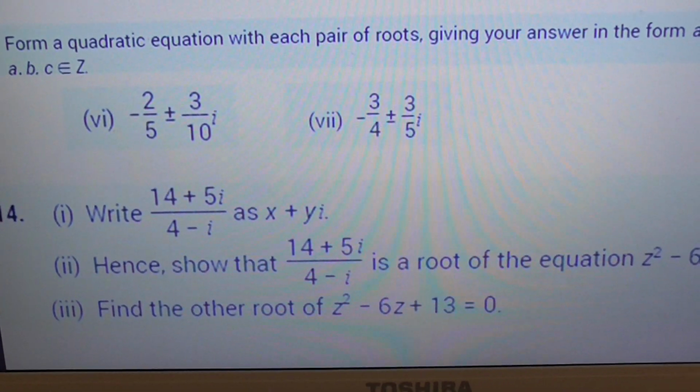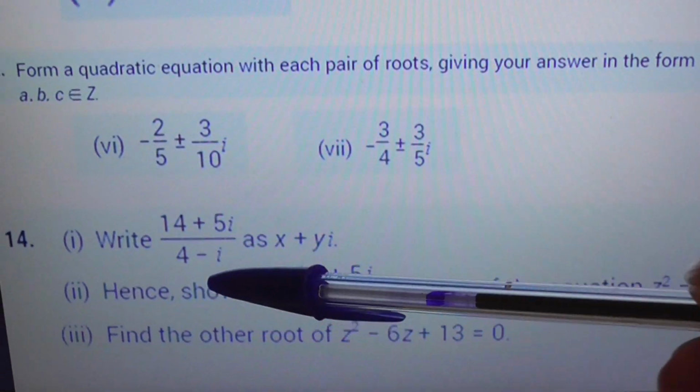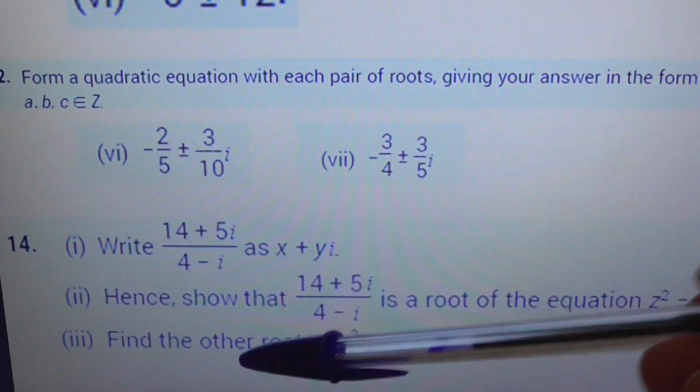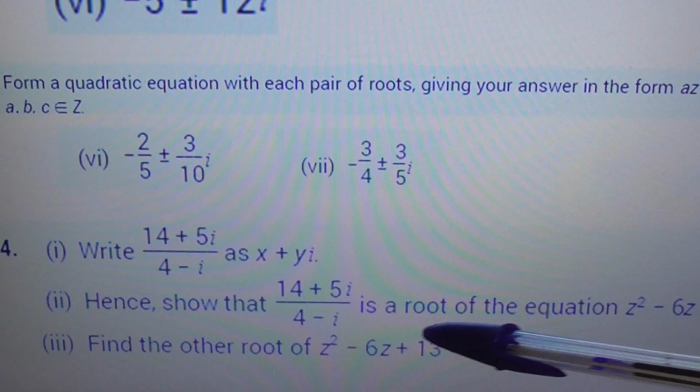Question 14. And again, in 14, first of all, that's division of complex numbers. Write it in rectangular form, so you're multiplying above and below by the conjugate. Hence, using whatever answer you get there, show that that is a root of that.